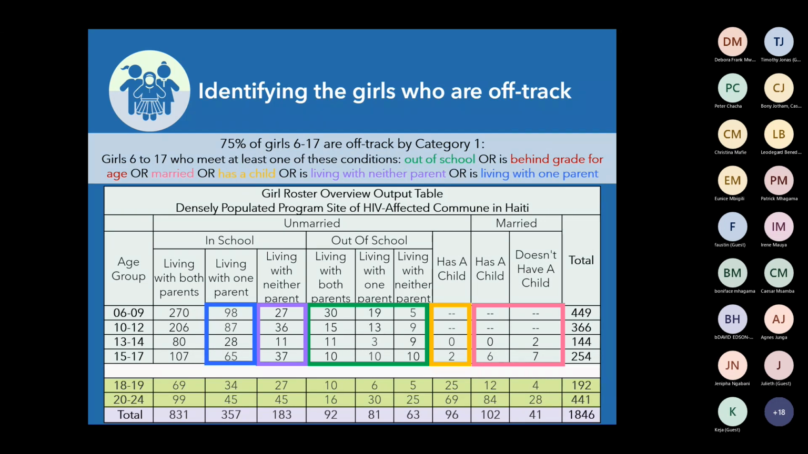We add girls who are also behind grade for age. That's in the red. And this is a back-end calculation. You're not going to see this in the table, but you can find out how many girls are behind grade for age. And for each of these cohorts, it was 7, 10, 15, and 28 girls. So even though they're in school, they're behind. And so that's how you get to 75% of the girls 6 to 17 are off track by category 3.